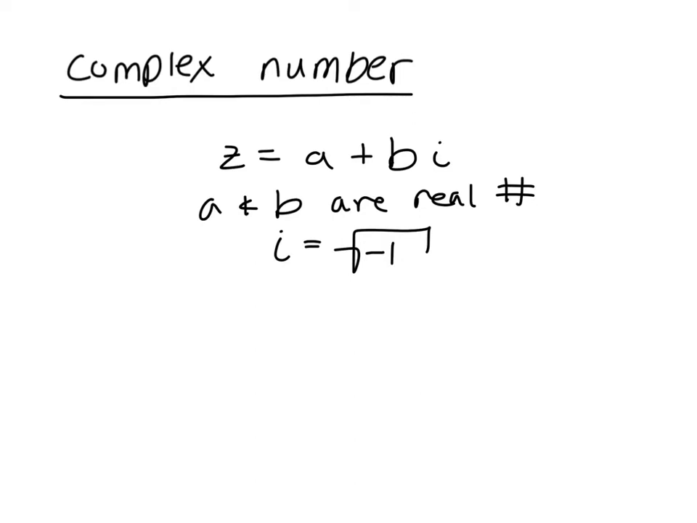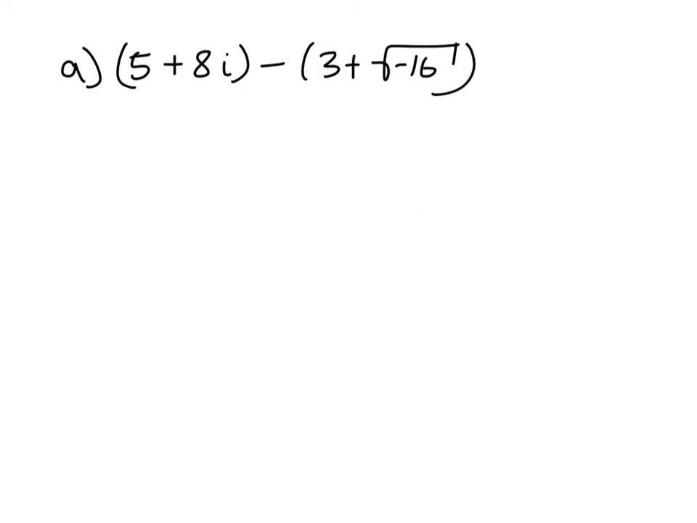Okay, so let's go ahead and get started with some examples. Here I have a complex number minus another complex number. And at the end, I want to have just a single complex number in standard form. So to do this, the first thing I'm going to do is distribute that negative sign I see there. So I'll have minus 3 minus square root of -16.